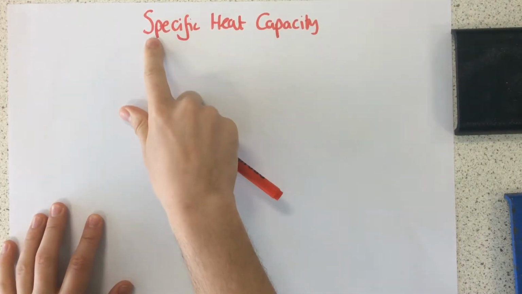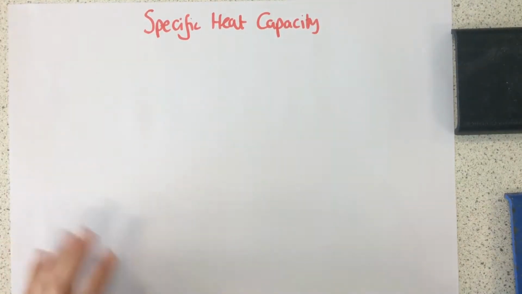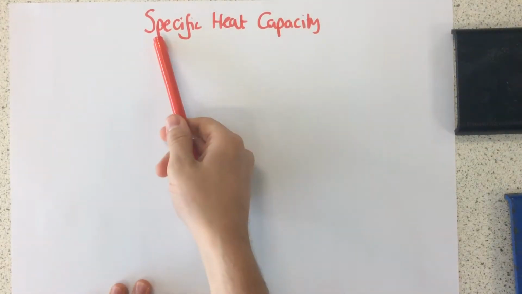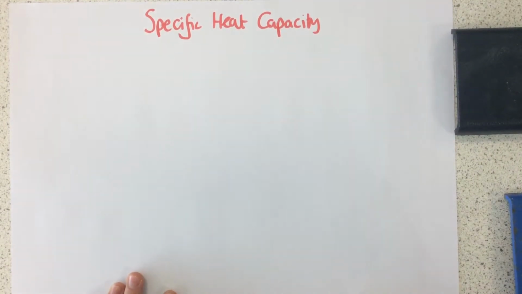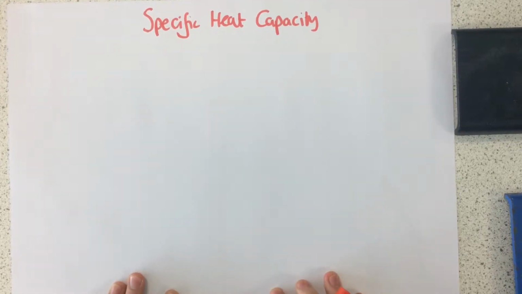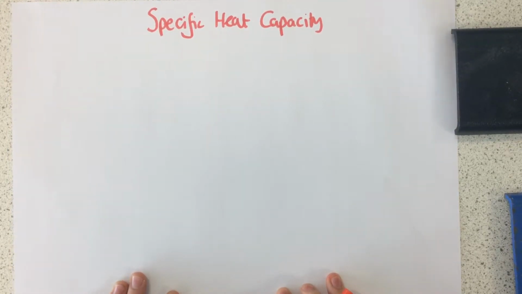Okay, today we're going to learn about specific heat capacity. We're going to learn what specific heat capacity actually means. We're going to have a look at the equation to do with specific heat capacity, and we're going to have a look at an experiment in order to find the specific heat capacity of a liquid.